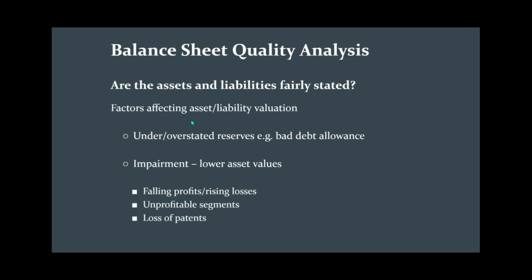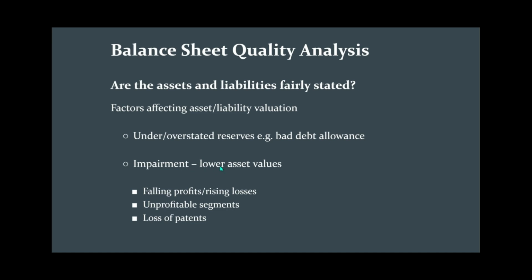Factors affecting asset and liability valuation include things like under or overstated reserves, for example, bad debt allowance. Understating this could mean that your asset is overvalued, and overstating it could mean that the asset is undervalued. And the asset in this case would be receivables, as bad debt allowance is a reserve created for receivables.